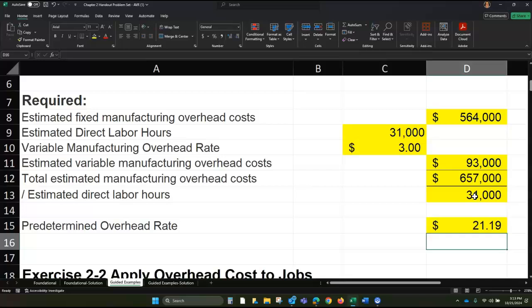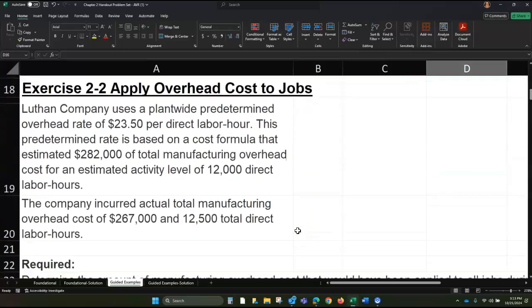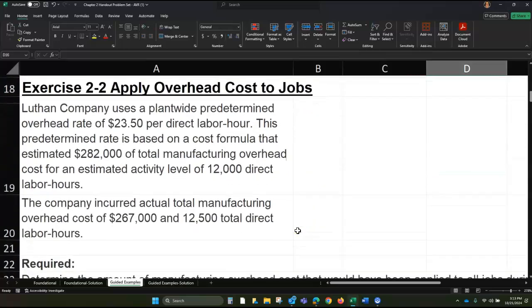So that's kind of a nice little simple easy one that doesn't have like 52 different pieces to it. All right? Let's take a look at the next one. All right? 2-2.